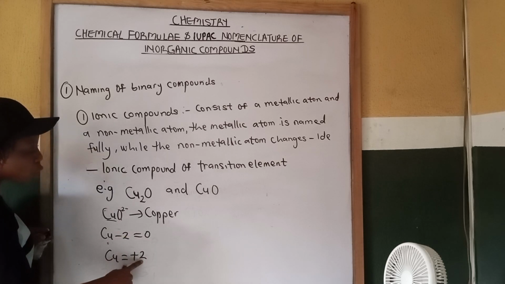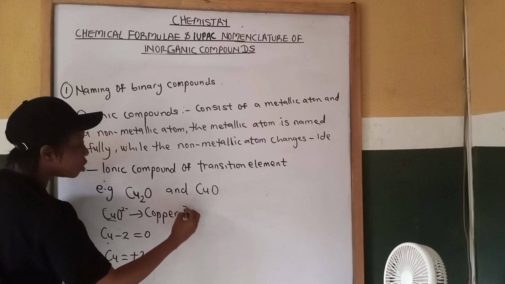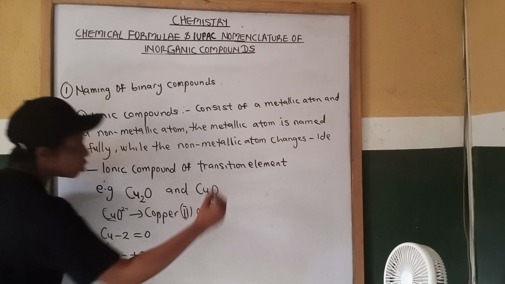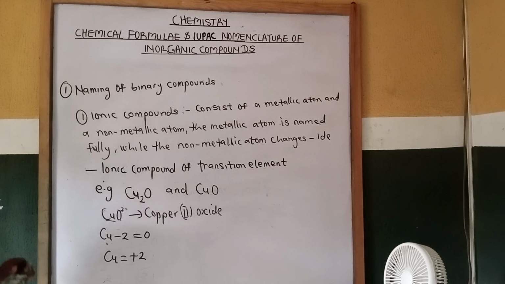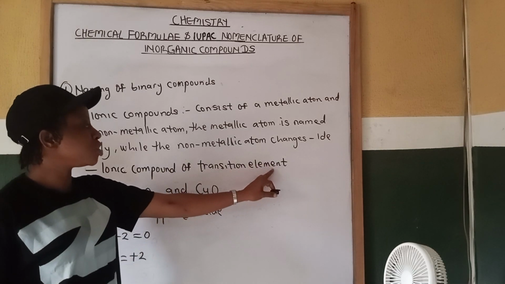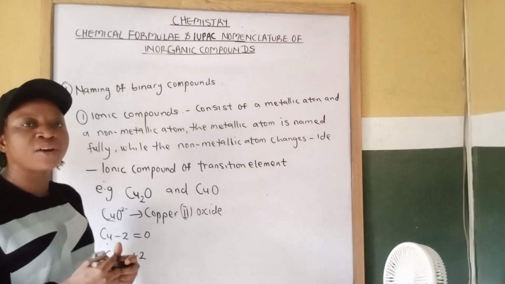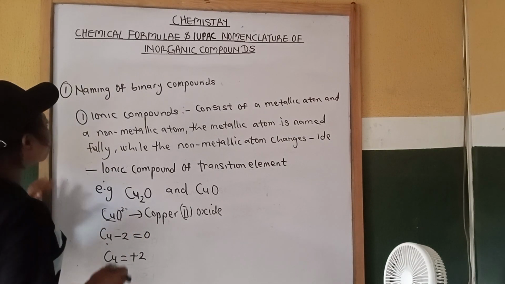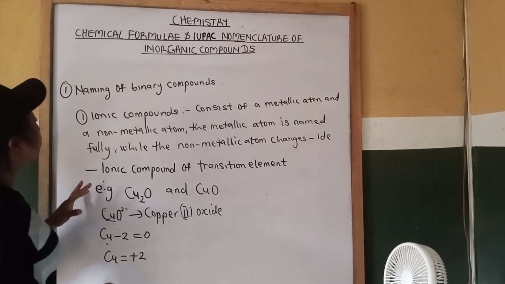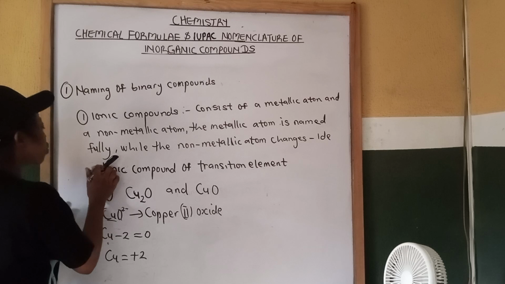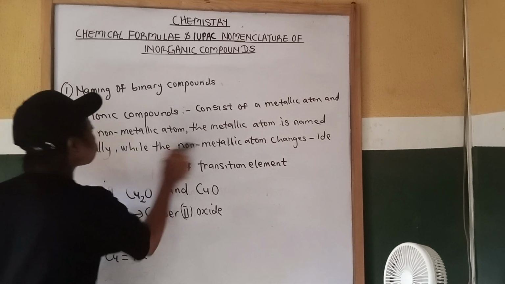So copper what? Copper 2 what? Oxide. Copper 2 oxide. So that's the name of that compound. That is how to name an ionic compound of what? Of transition elements. That is the binary compounds of transition elements. Then let's move to naming of covalent compounds, binary compounds of covalent compounds.